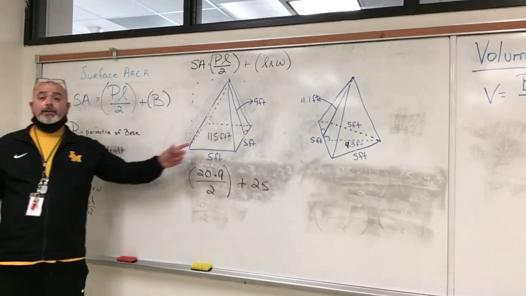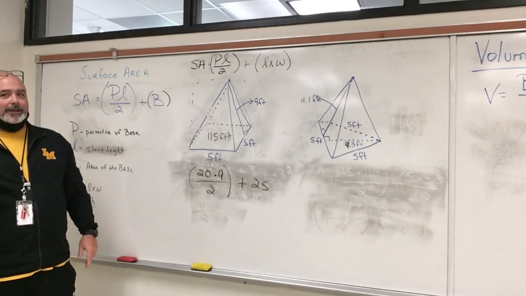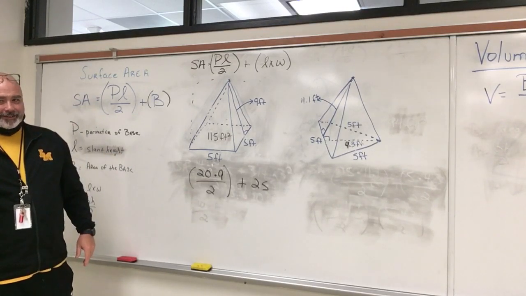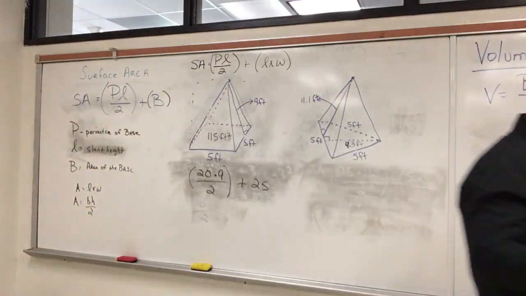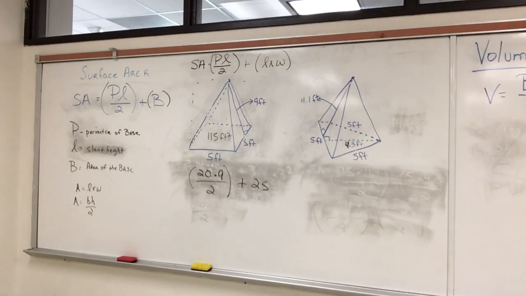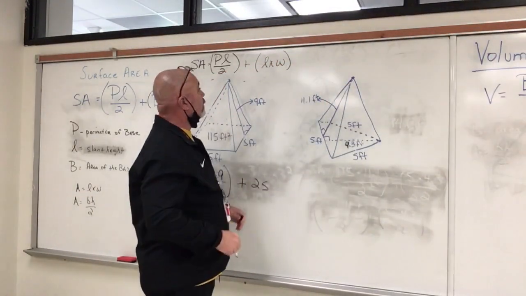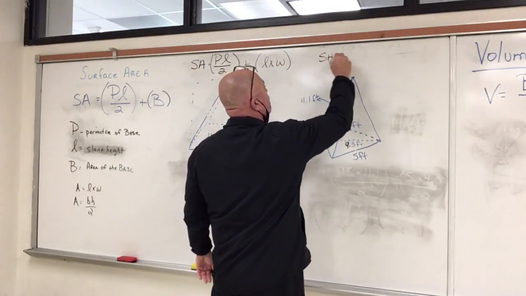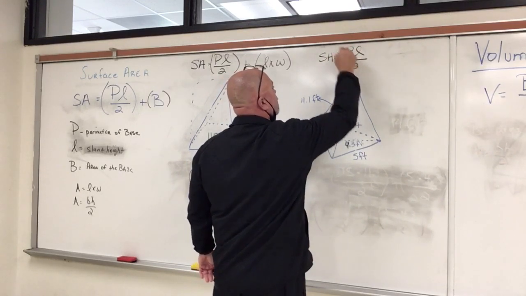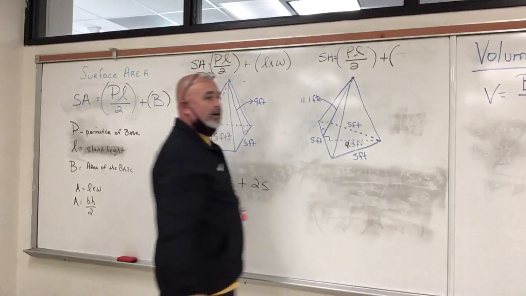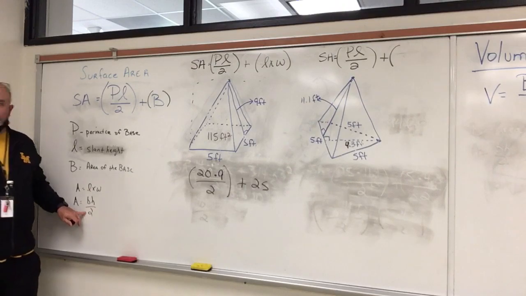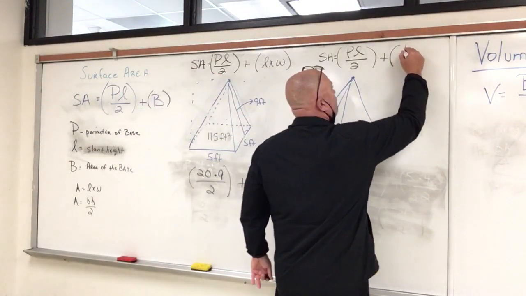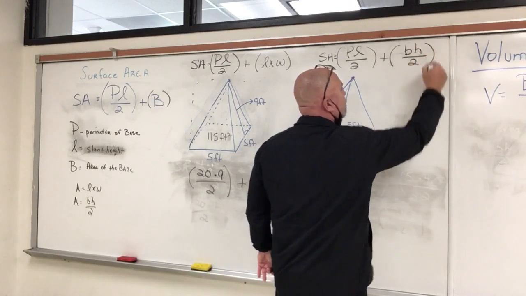Now, when it's a rectangle and it's a square, easy peasy, lemon squeezy. When we get to a triangle, it's a little more involved. It's not hard, it's just a little more involved. So we're going to go surface area equals P times L divided by 2 plus the area of the base. How do you find the area of a triangle? Base times height divided by 2. So I'm going to go base times height divided by 2.